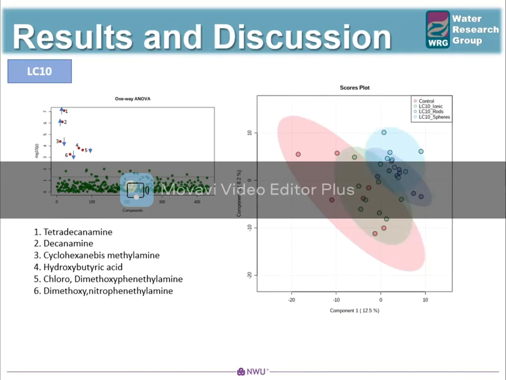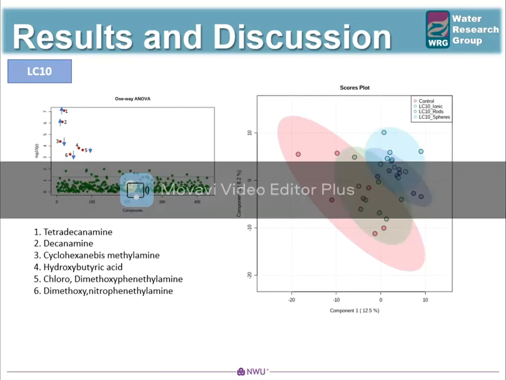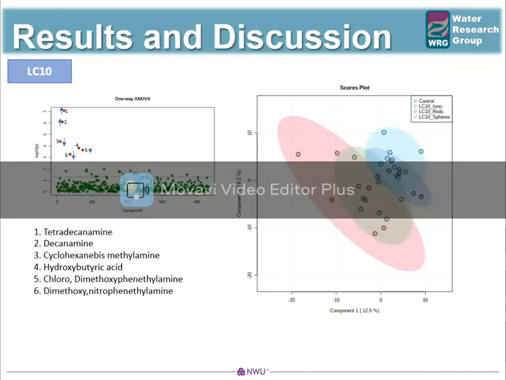During LC10, metabolite 4 showed a statistical significance. Metabolites 1 and 3 showed increased significance, whereas metabolites 3, 5, and 6 showed a decreased significance when compared to the control. The PLSDA diagram showed an overlap between treatment groups at LC10.